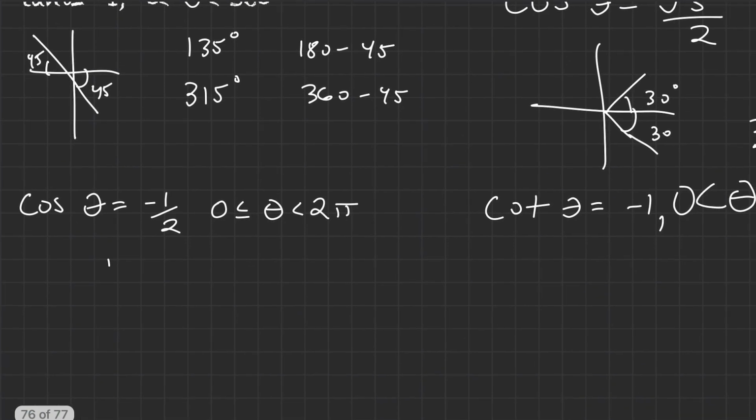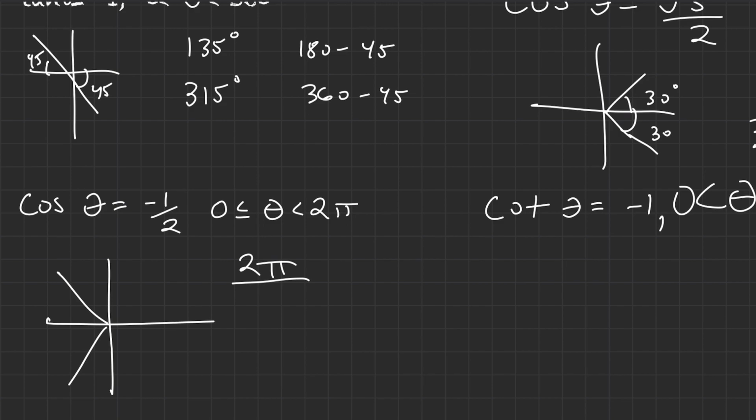Okay, and then cosine theta is -1/2. So cosine is negative in quadrant 2 and in quadrant 3. And this is in radians. So it's going to be the pi over 3 reference angle. So since it's quadrant 2, it's going to be 2 pi over 3. And then the second one would be pi over 3 plus pi, so that's going to be 4 pi over 3.